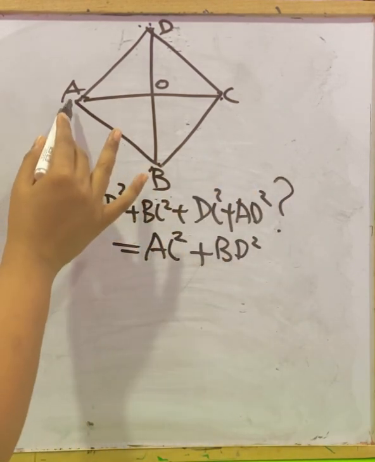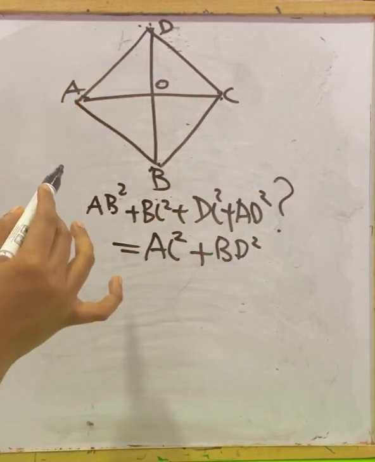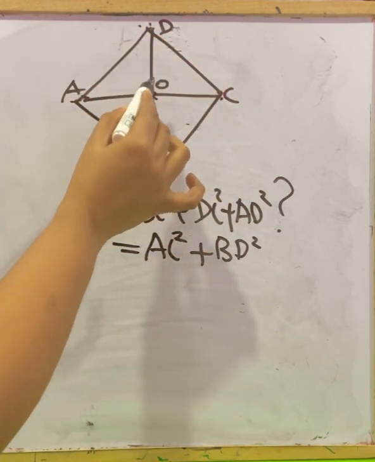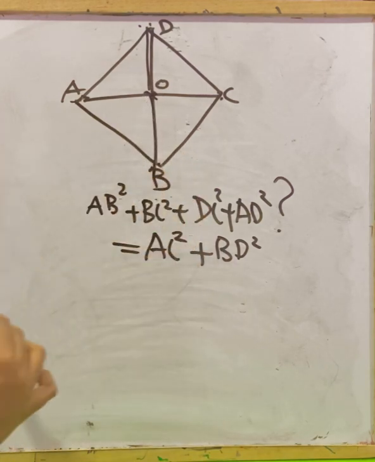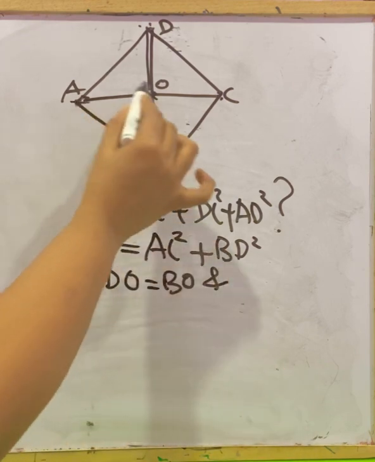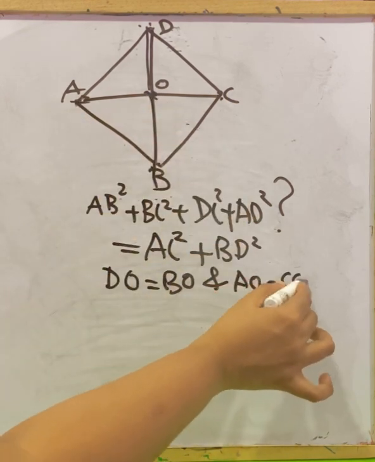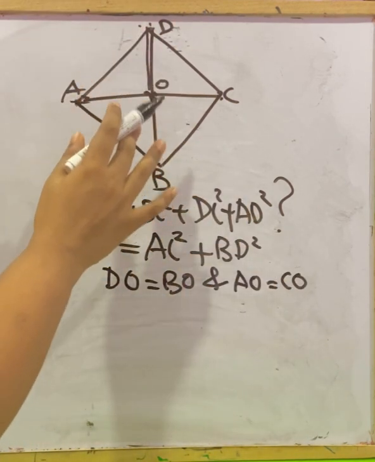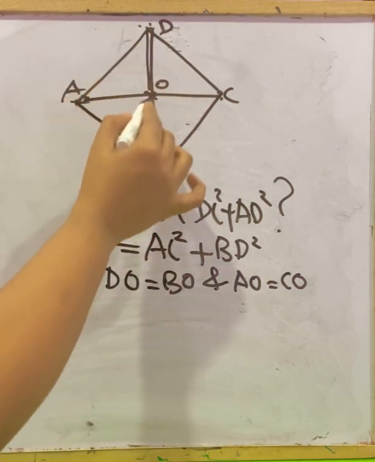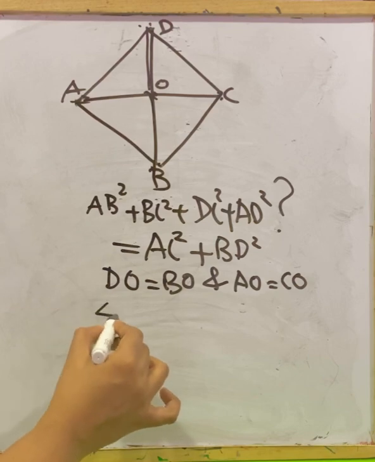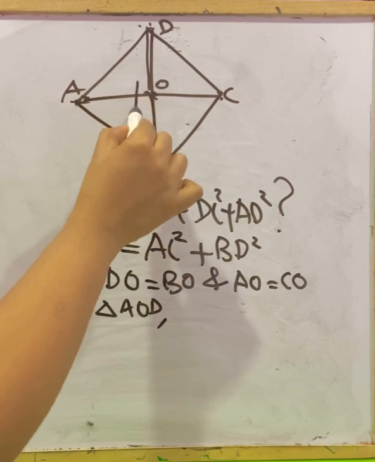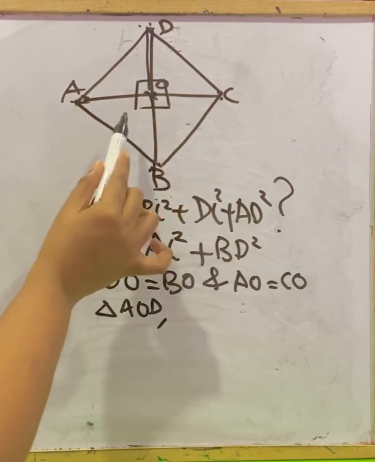For that, first we will check the rhombus, and we know rhombus diagonals bisect each other. So bisection means this length and this length will be equal. That is, DO is equal to BO and AO is equal to CO. It is the property of the diagonals of a rhombus. Now keep it there. Now coming to one triangle, that is triangle AOD. In that, one more condition is there. Here it will be a right angle. It is the property of the rhombus.